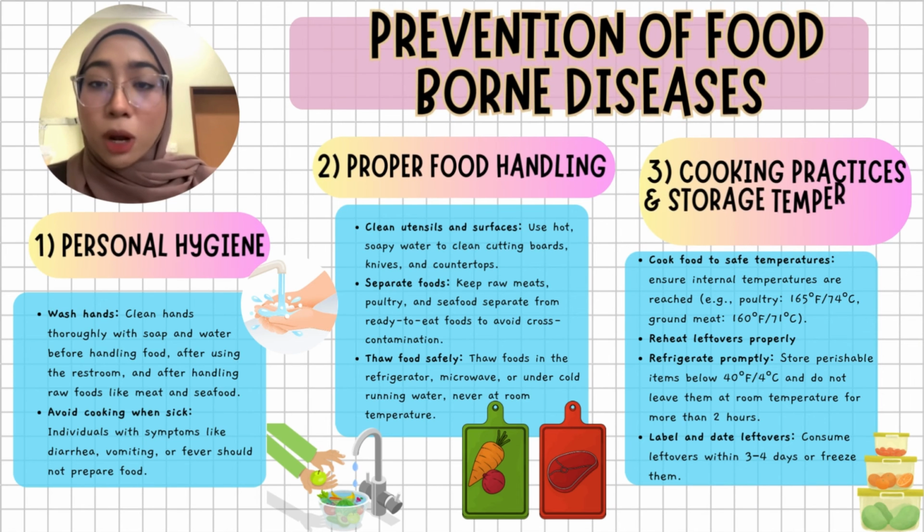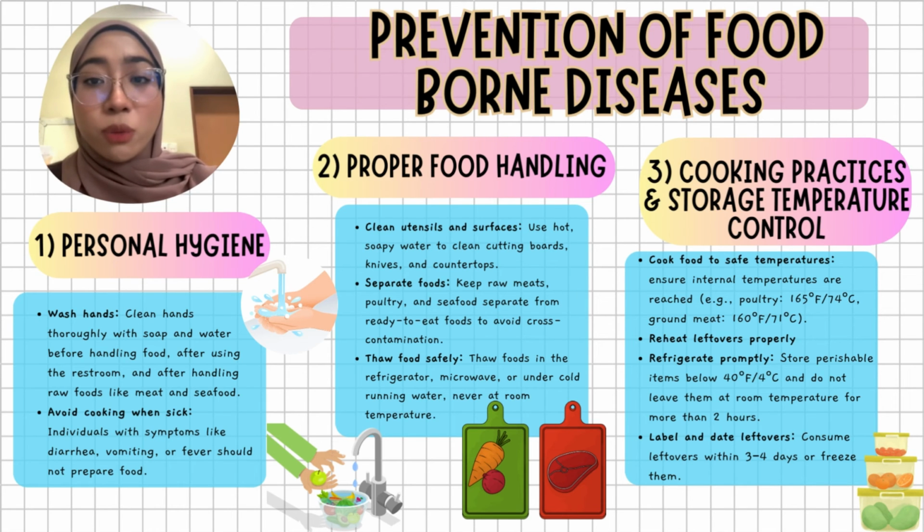Next, I will be explaining how we can prevent foodborne diseases. There are 3 main parts we can practice. First is personal hygiene: washing hands often and avoiding cooking when sick, as the body's immune system is already weak. Next is proper food handling, such as using clean utensils and surfaces, separating raw and cooked food, and thawing food safely by not leaving it at room temperature for a long time. Lastly is proper cooking, by cooking food to a safe temperature and reheating leftovers sufficiently. As for storage temperature control, perishable foods need to be refrigerated and labeled with an expiration date.